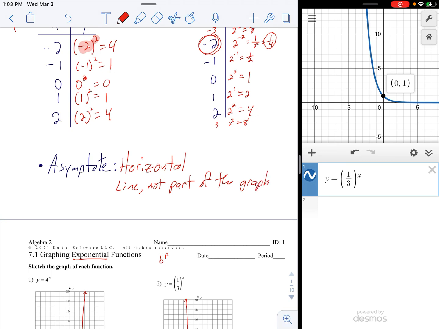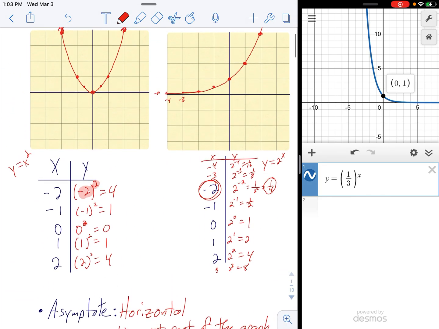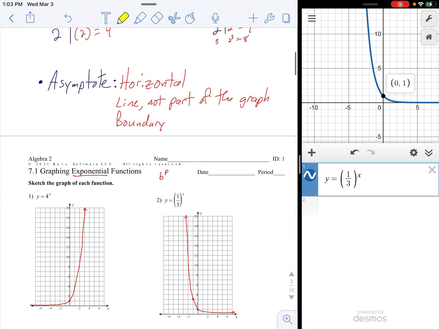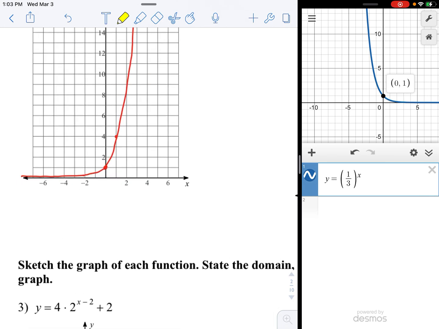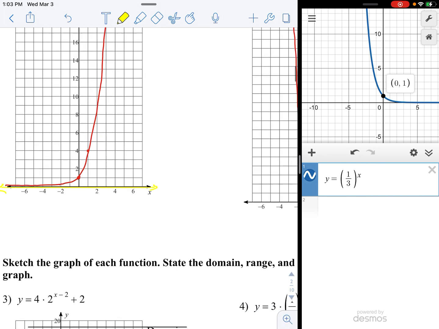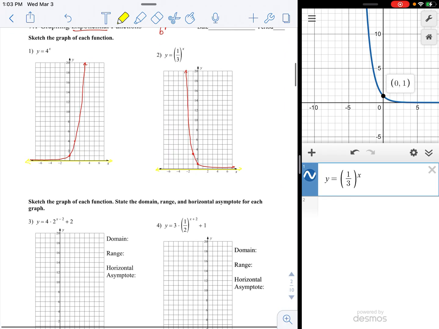Okay, so it's not actually part of the graph. It's more like a boundary. And in the first couple of examples, the x-axis is that asymptote. I will often change colors, maybe to something that's not quite as much of a standout color like yellow, and sketch in the horizontal asymptote for my own benefit, usually to show where the asymptote is. I've had math classes where the instructors have requested that you draw the asymptote.